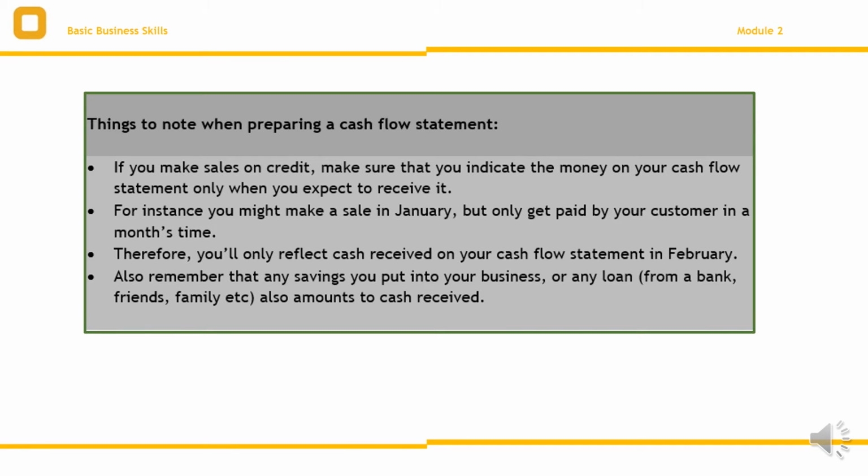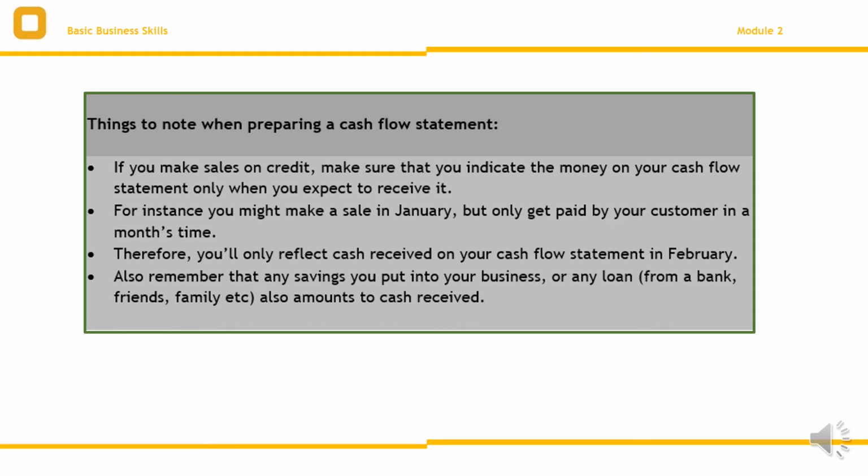So here are just a few notes to remember when you're preparing a cash flow statement. If you make sales on credit, make sure that you indicate the money on your cash flow statement only when you receive the money. So you would not record credit sales in your cash flow. You would not record money from credit sales in your cash flow statement. You would only record those when you receive the money from your debtors as an income.